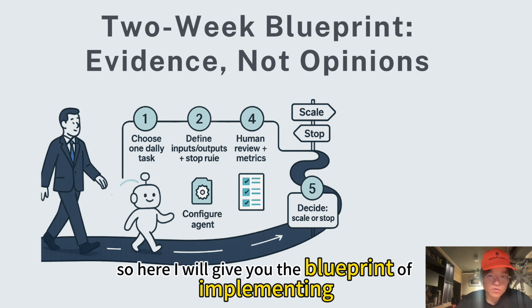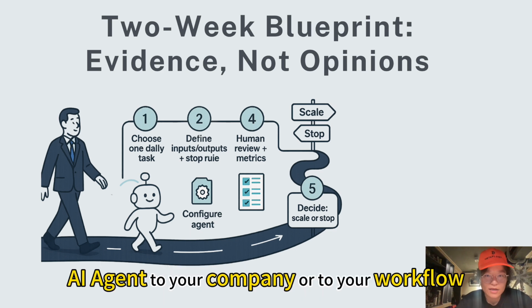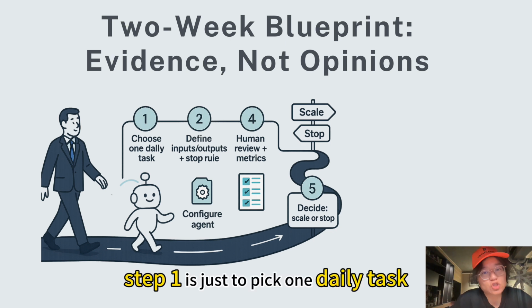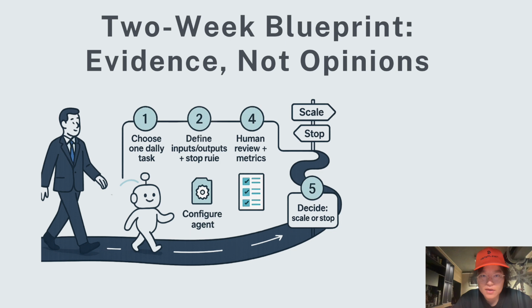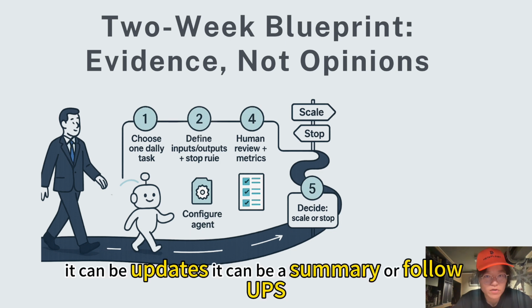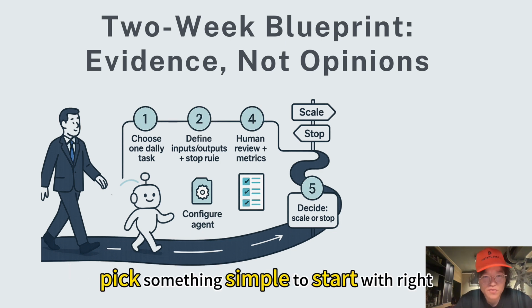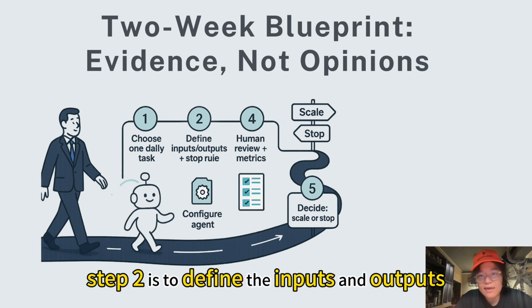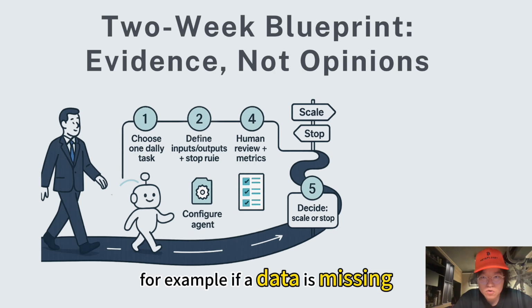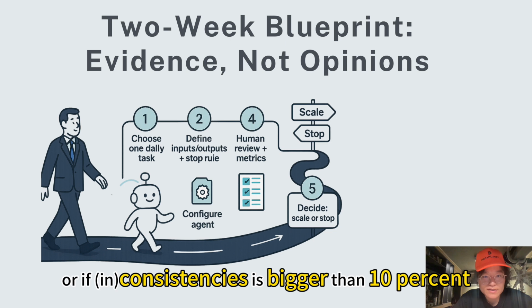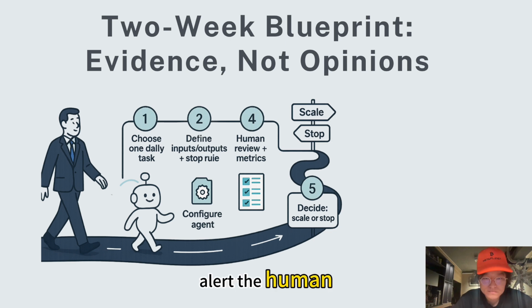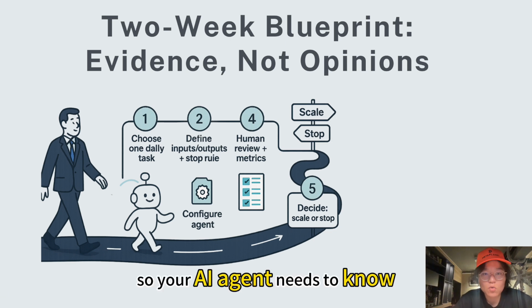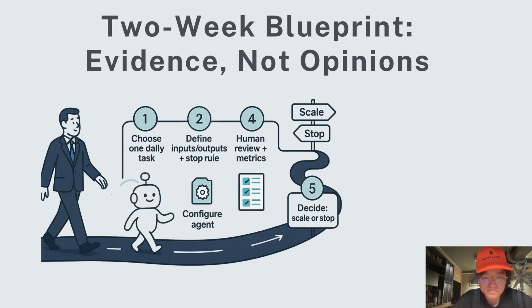So here I will give you the blueprint for implementing an AI agent in your company or workflow. Step one is to pick one daily task. It can be updates, a summary or follow-ups. Pick something simple to start with, right? Let's take baby steps. Step two is to define the inputs, outputs and the stop rule. For example, if data is missing or if inconsistency is bigger than 10%, alert a human. So your AI agent needs to know when to ask you for help.